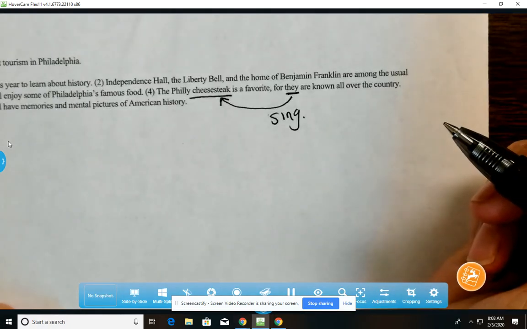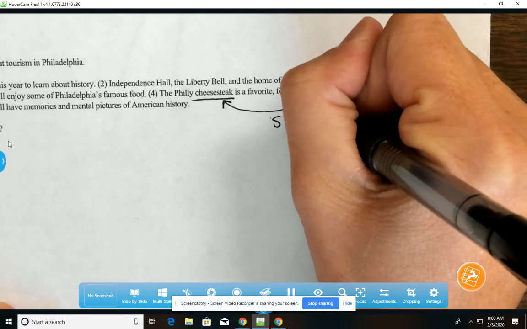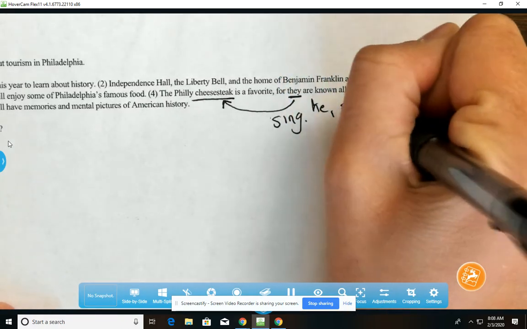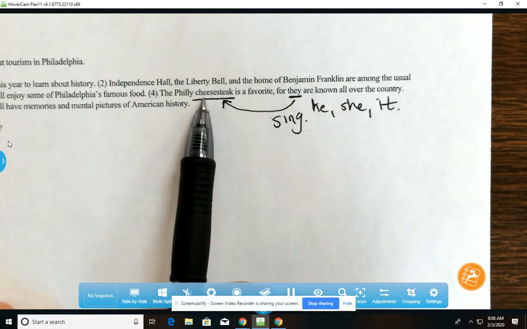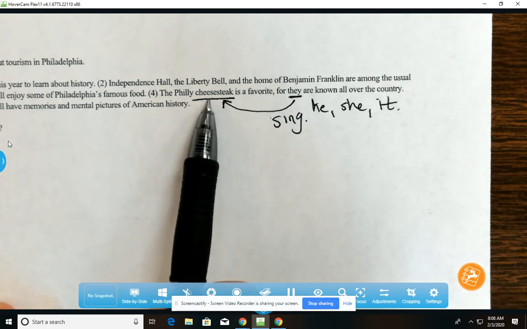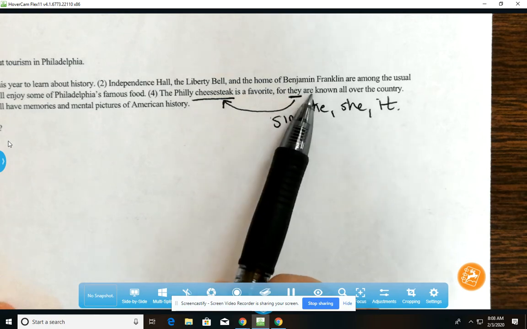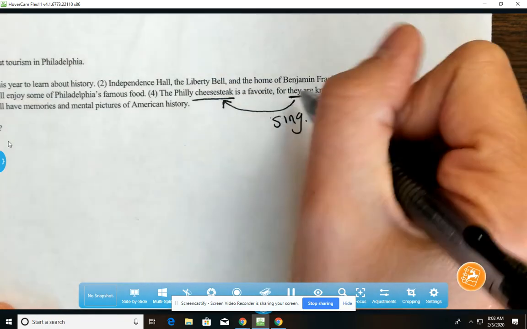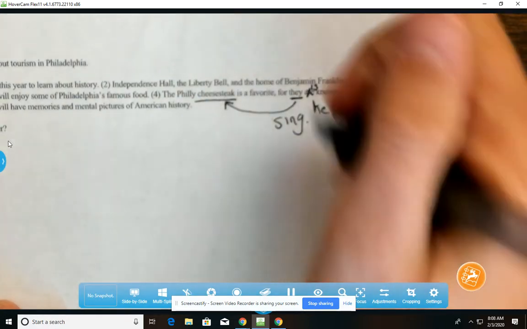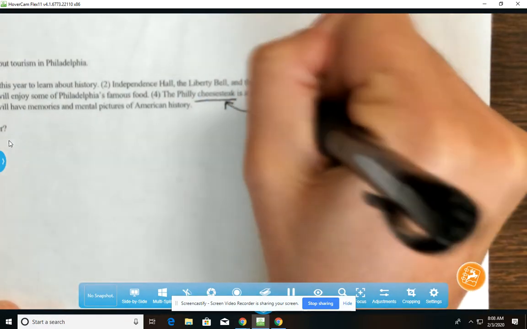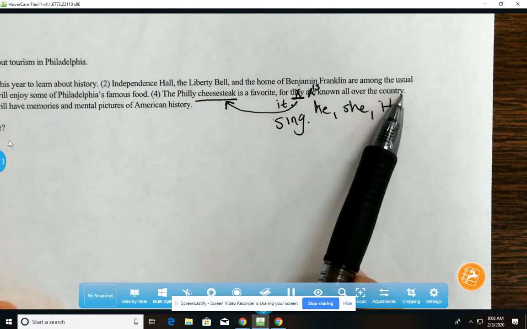We need a singular subject, so the choices would be he, she, or it. A cheesesteak would be neuter or neutral in gender. It's not a masculine word. It's not a feminine word. It's a neutral word. So it is known all over the country. I'm changing that to R as well because it creates that error. But because it's referring back to cheesesteak, they should in fact be the word it. So it should read, the Philly cheesesteak is a favorite, for it is known all over the country.